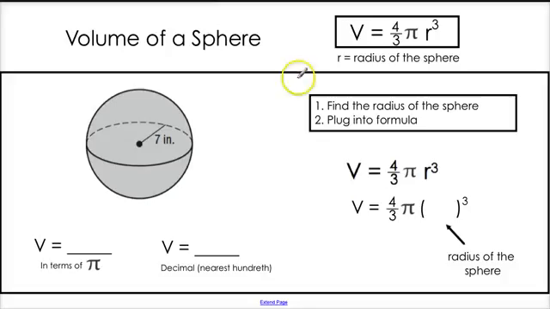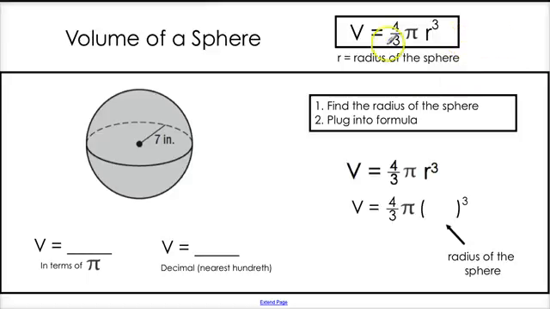So how do we find the volume of a sphere? Well, we just use this formula right here. The volume of a sphere is found by saying its volume is equal to 4/3 times pi times r to the third. And before you ask, no, you don't have to memorize it. I will give you this formula. You just have to know how to use it.